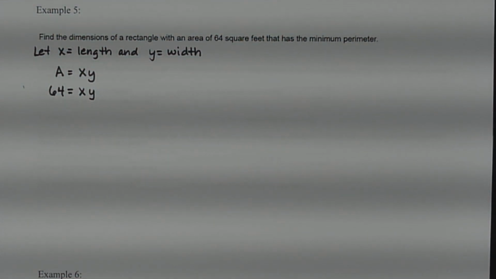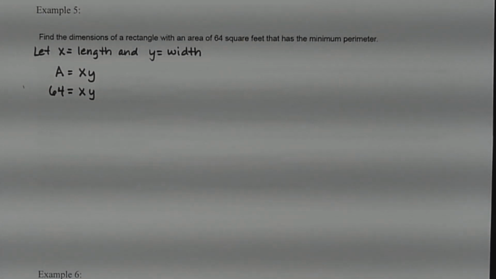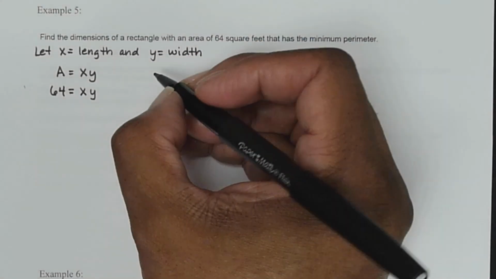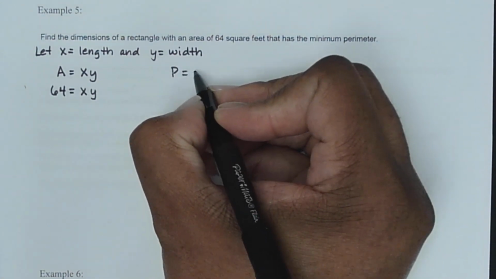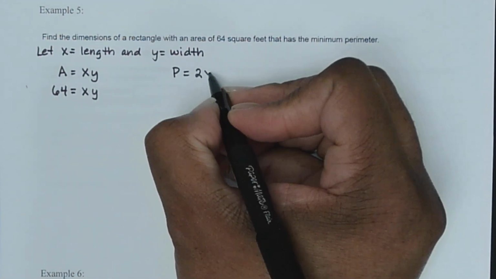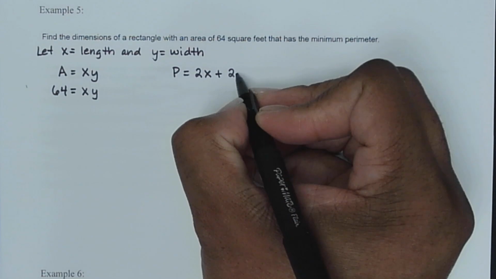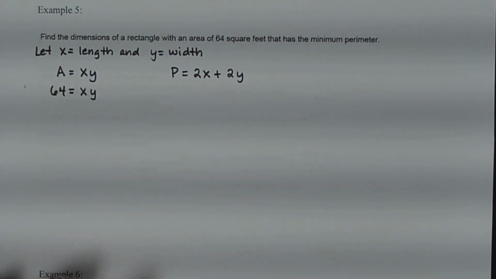And a minimum perimeter, well, the formula for finding the perimeter of any rectangle is 2 times the length, and the length is going to be x, so that's 2x, plus 2 times the width, which is y.